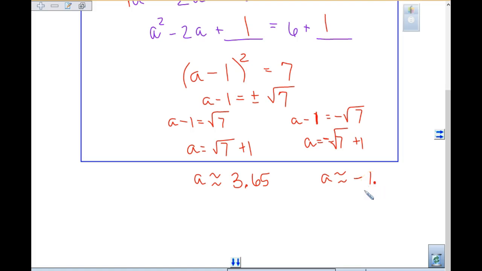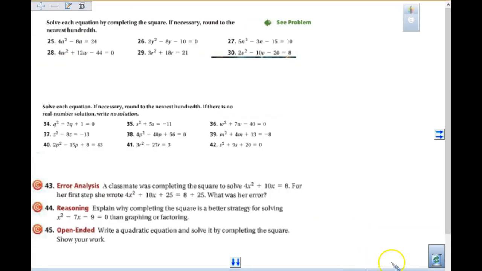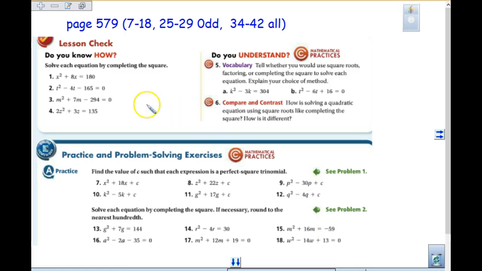What you got? Am I off on mine? -1.65. Yeah, -1.65. Did everyone get those two answers when you put them in your calculator? Okay. If not, you need to make sure. So, when you are doing your homework tonight, these first ones, where it says 7 to 18, all you're trying to do is tell me the C value. Okay?